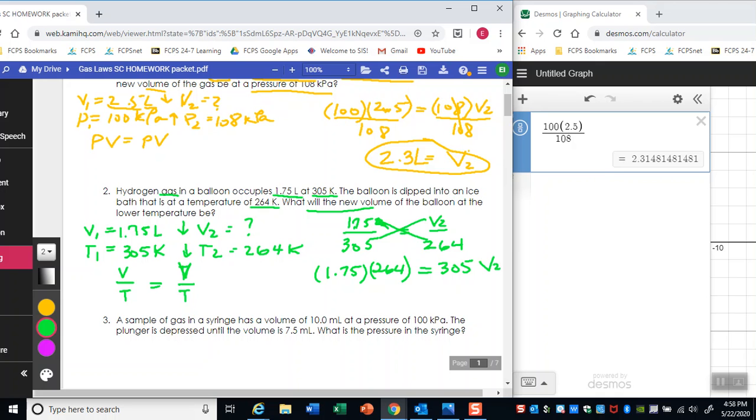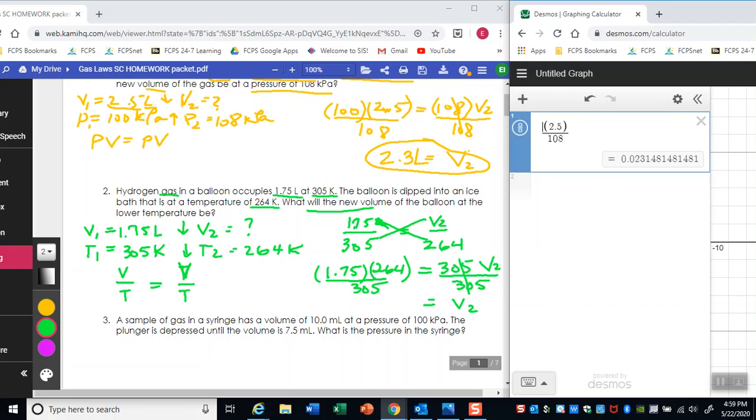I go from a proportion to an equation, and now I want to get this variable all by itself. It's being multiplied by the 305, so I'm going to divide by 305. That's 1. So that gives me that variable all by itself. Got to do that on both sides. Divide both sides by 305. So I'll put that into my calculator.